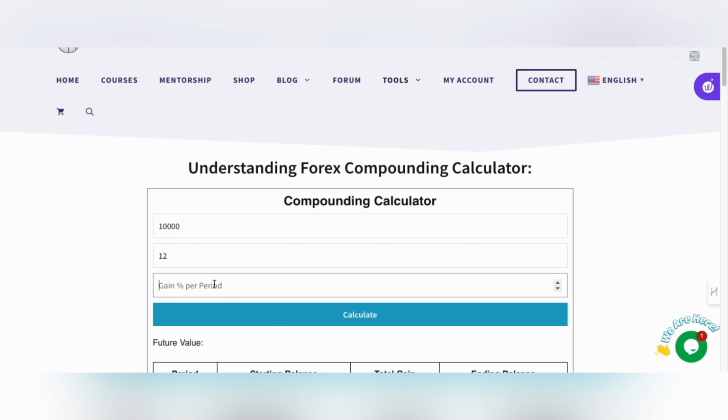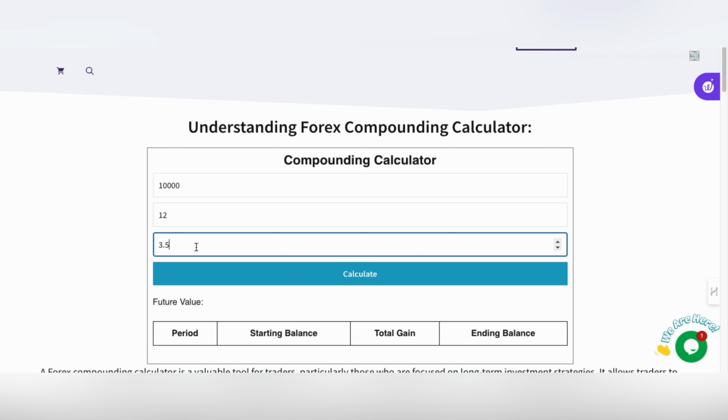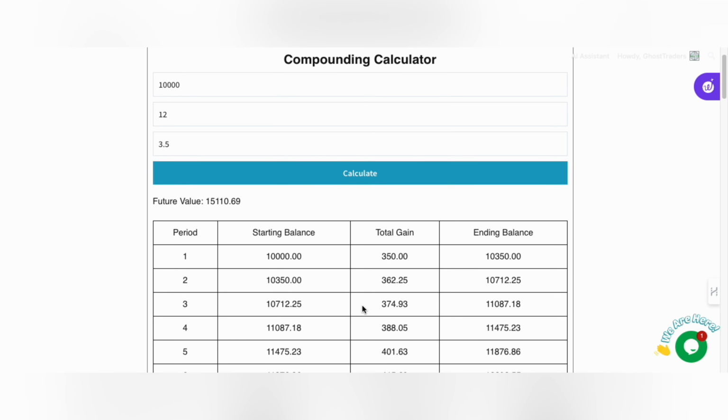Okay, because for a Forex account to compound, you need not to withdraw your profit. Okay, so let's say every month you are averaging, let's just say 3.5%. Let's not say 5%, let's just say 3.5%. Okay, so you are making this 3.5% every month for 12 months, and this is the initial balance. So when you calculate here, it can give you the value of how much you're going to be having at the end of the year.